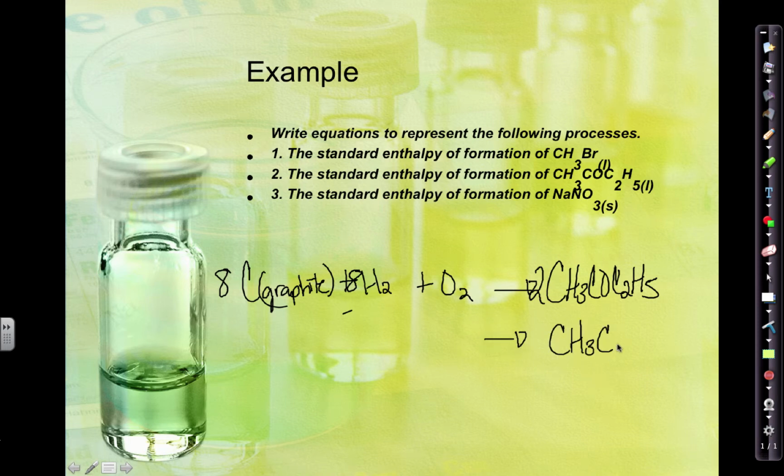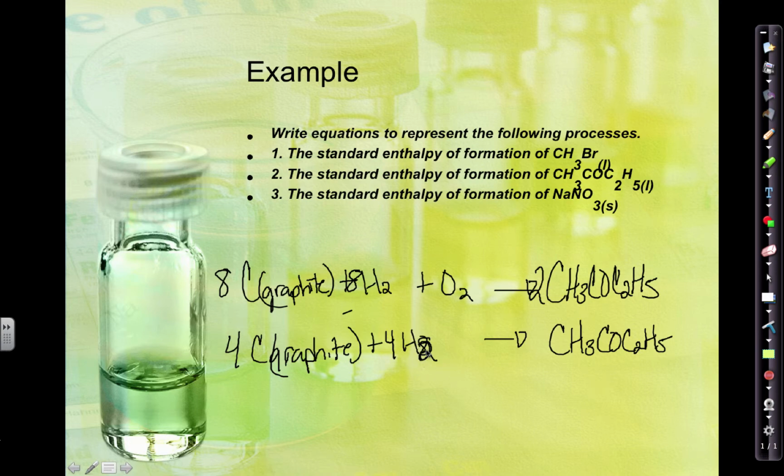So CH3CO C2H5, 2 divided by 2 would just be 1. 8 divided by 2 should be 4. Same thing for the hydrogen. 8 divided by 2 would be 4. Oh, not 8 here, just 2. And then 1 divided by 2 would be 1/2. All right, so now I've got 1 mole. Everything's in its standard state, and I'm balanced.